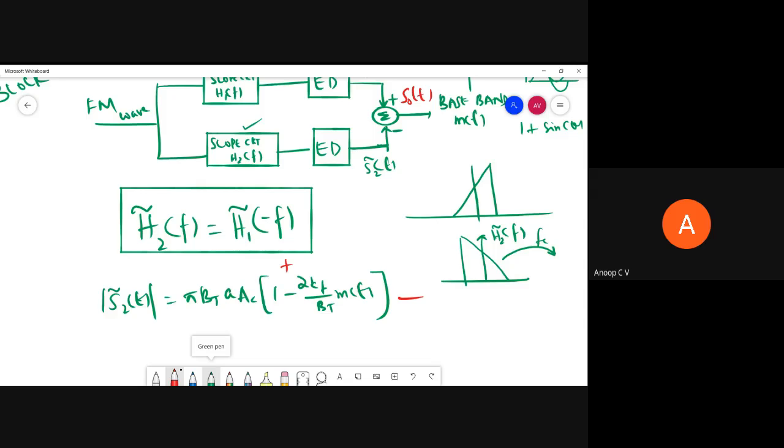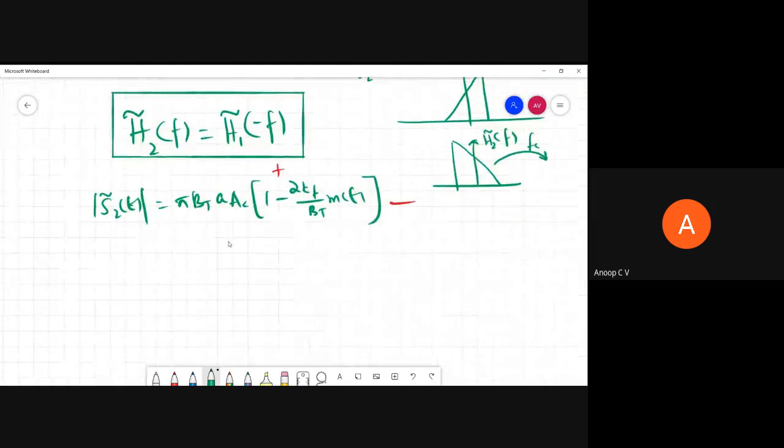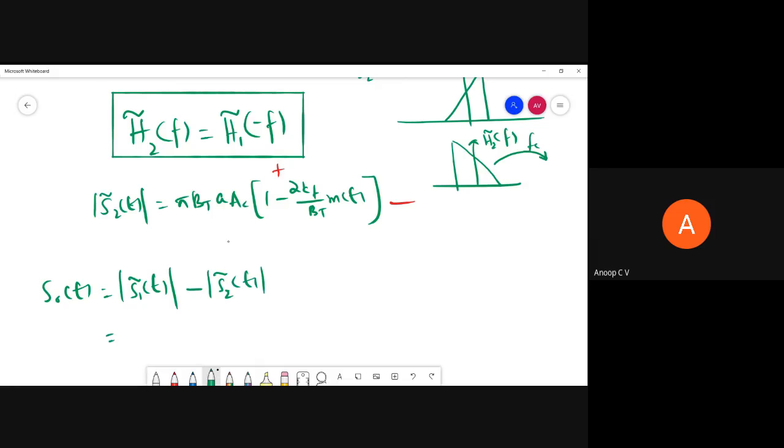So we can write, if S0 of t is our balanced frequency discriminator output, S0 of t is equal to mod of S1 tilde of t, which is the same as that of the envelope, minus mod of S2 tilde of t, and that will be equal to, you can find out, 4 pi kf A AC times m of t, right?